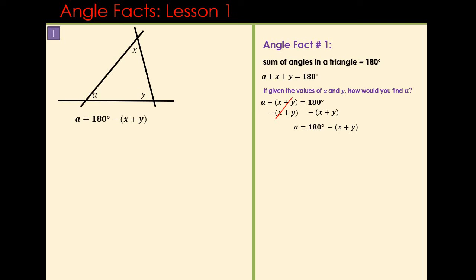So the same thing goes if we want to find angle X, for instance. Let's say we want to find angle X, but we're only given angle A and angle Y. How would we find angle X? We'll add A and Y and subtract from 180 degrees. If we're asked to find angle Y, which is this angle here, we'll do the same thing. We will add A and X, their values, and subtract from 180 degrees to get angle Y.